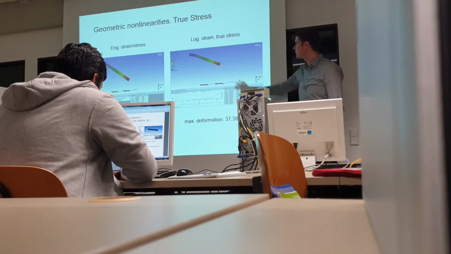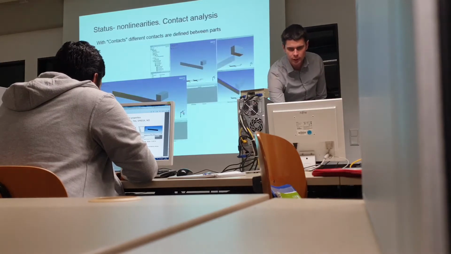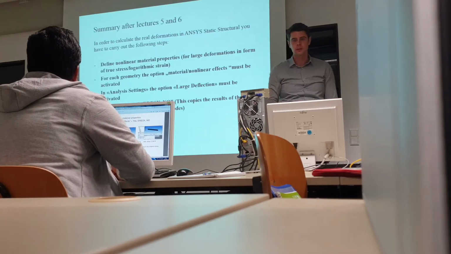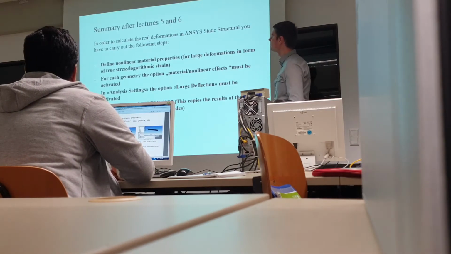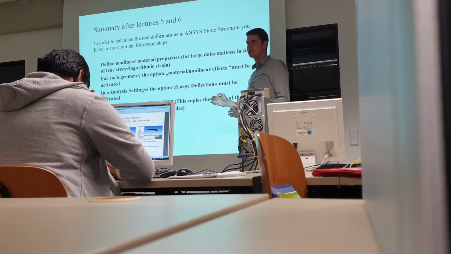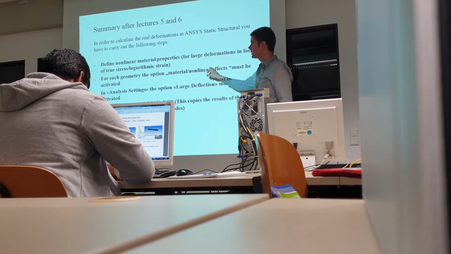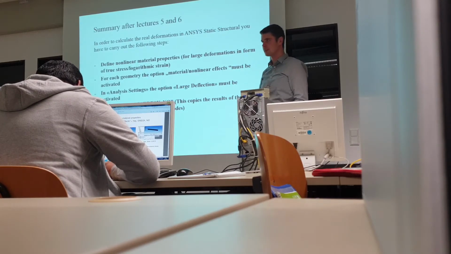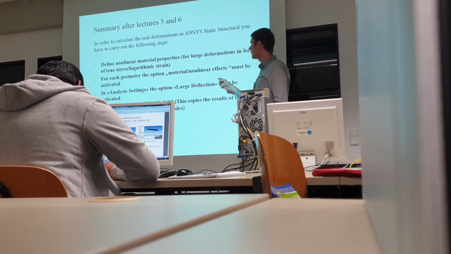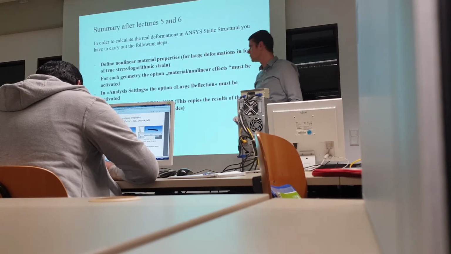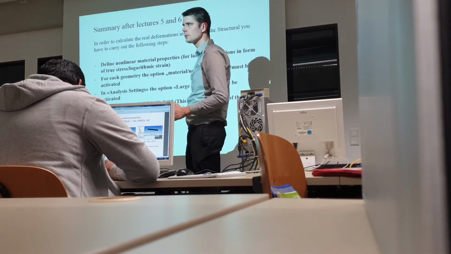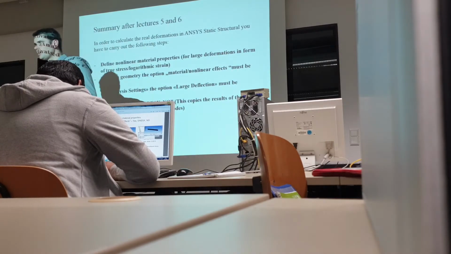And now this last simulation is correct. What did we do to get this correct simulation? Again, what do we have to define? We need to define nonlinear material properties if we have big deformations. Then we need to recalculate through a stress, through a strain. So we need to define material properties, nonlinear effects, for every material. We need to say large deflection on, and we need to use RS6 no. If we do all these points, we will get a real, correct mechanical simulation.